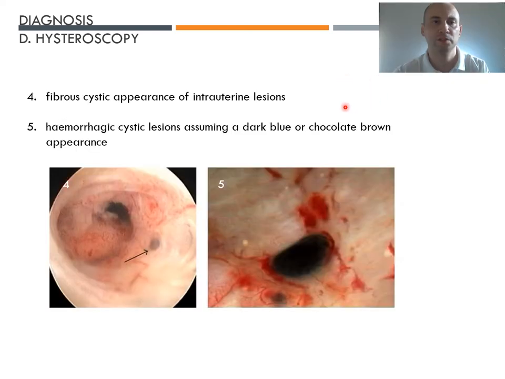Other signs of adenomyosis that can be found on hysteroscopy are a fibrous cystic appearance of intrauterine lesions, and hemorrhagic cystic lesions assuming a dark blue or chocolate brown appearance.